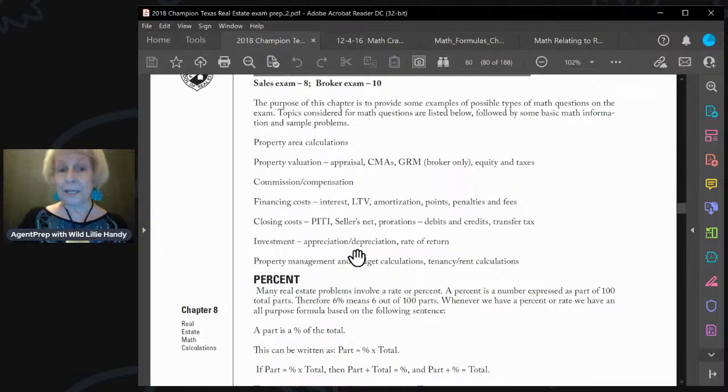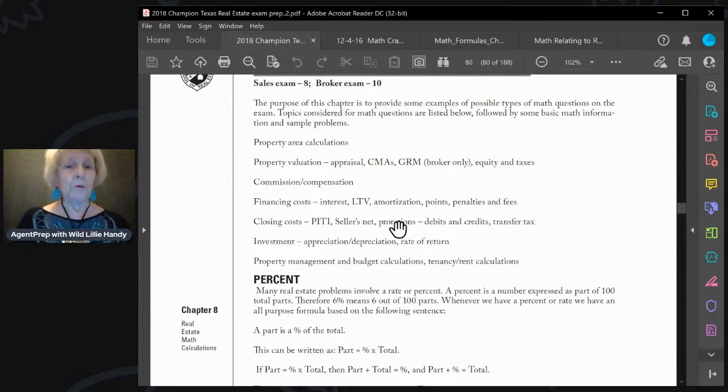What does PITI stand for? PITI. Principal, interest, taxes, and insurance. So the video that I did on Saturday, we talked about those acronyms. So principal, interest, taxes, and insurance. So anytime we have a mortgage payment, it's going to include those 4 things if the lender is asking for an escrow account, which is for taxes and insurance. The seller's net sheet, okay?